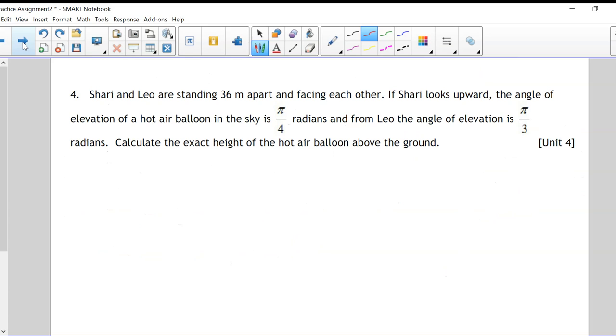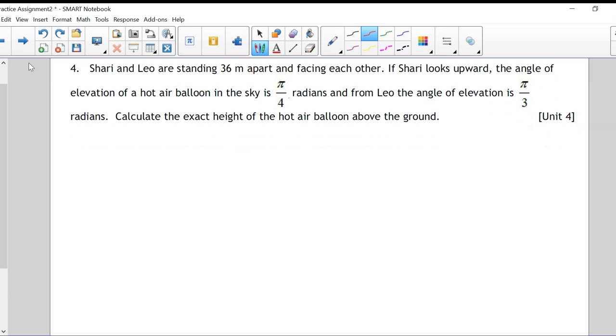Sherry and Leo are standing 36 meters apart and facing each other. Sherry looks upward, angle of elevation to a hot air balloon is pi over 4, so to give an exact version of the angle. And from Leo, the angle of elevation is pi over 3. Calculate the exact height of the hot air balloon above the ground. Sounds like a diagram would help us out with this, right?